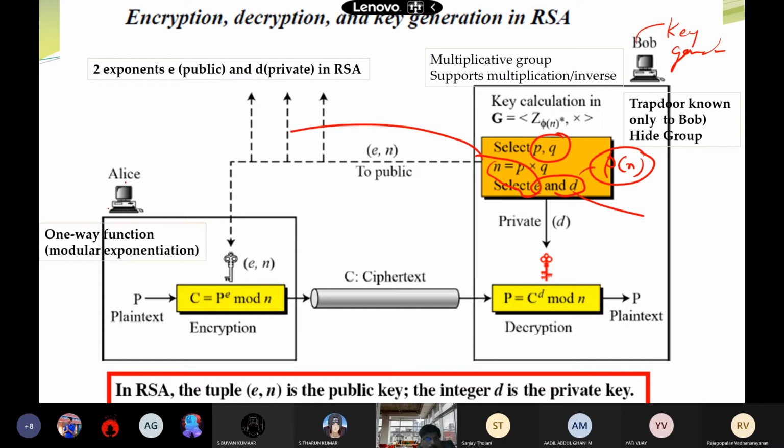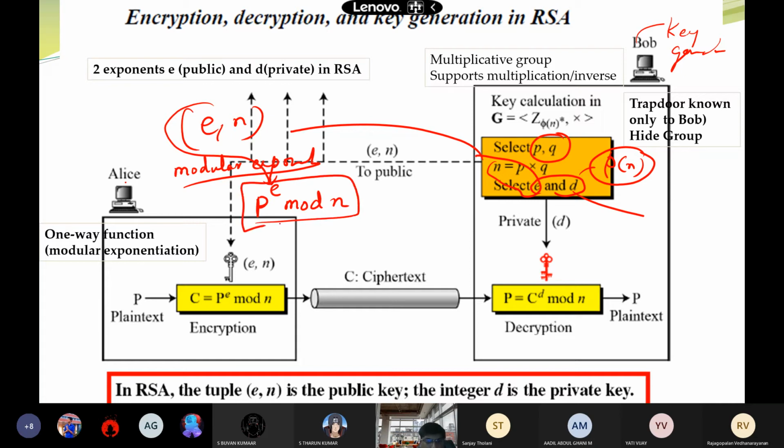Now, when Alice wants to send a message to Bob, she has to use the public key, which is E, N. Why is it like that? Because we are using modular exponentiation to do encryption. What is modular exponentiation? It is very simple. Ultimately, you are going to do mod N. You have your plain text P, so you compute P to the power of E. The public key is treated as an exponent. P to the power of E mod N is going to be your cipher text. This is what Alice is going to do.